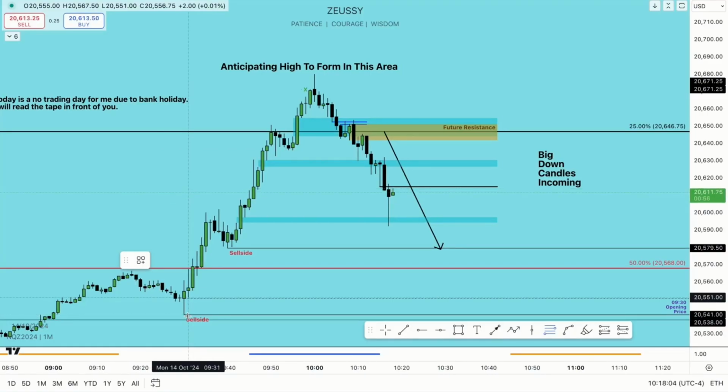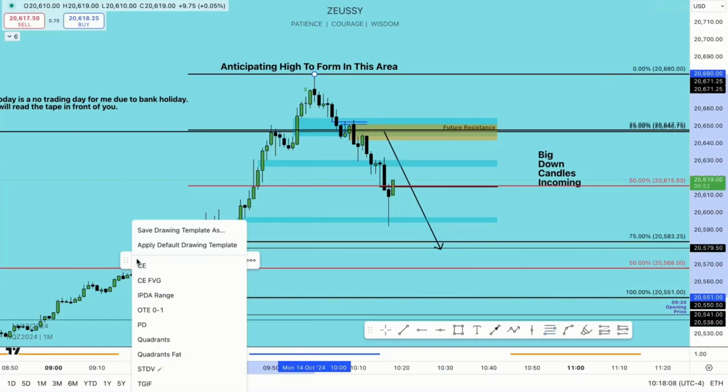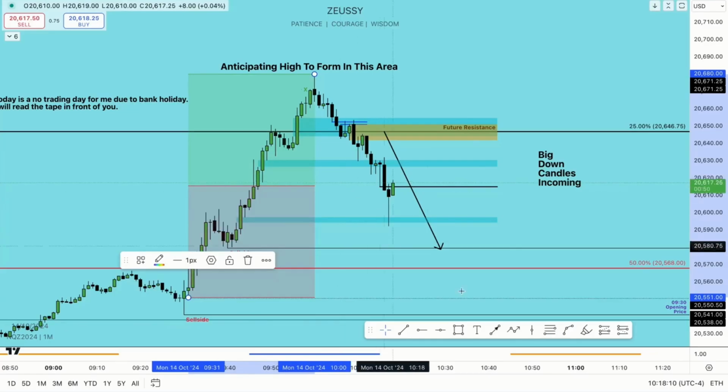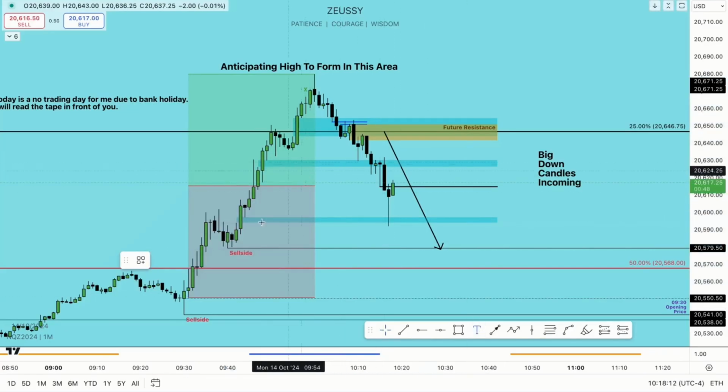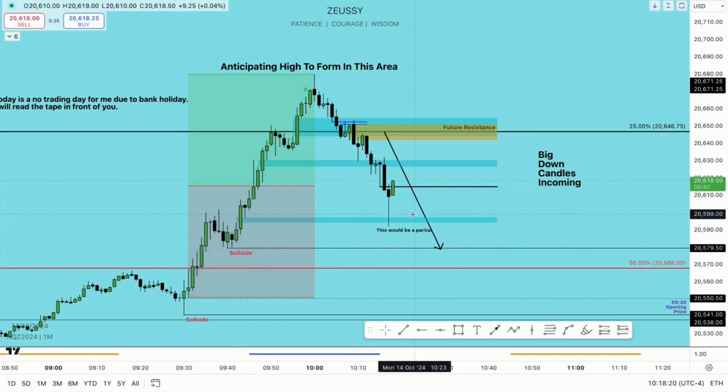What that looks like is the following. If I apply the current range and we measure premium to discount, what I want you to see is that we draw towards this discount BC here. This would be a partial in this area because we have reached a discount imbalance.